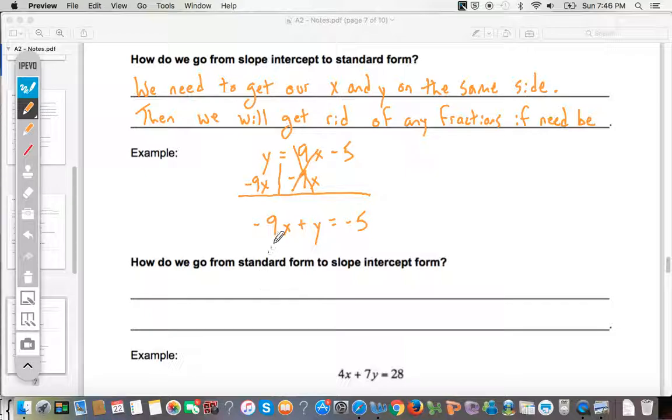And what some teachers care about, they don't want a negative a term right here. Okay? I'm not going to be too picky about that. As long as there are no fractions as a, b, or c, I'll be happy. Okay?